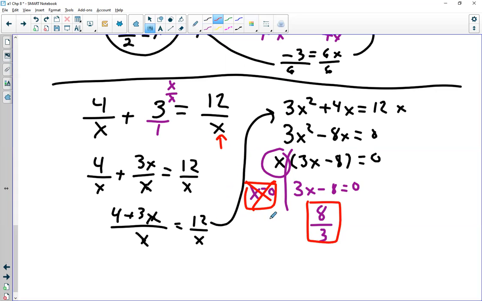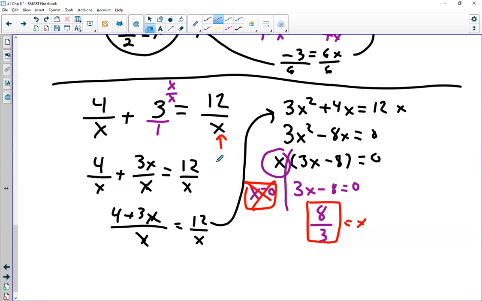Wait, where'd you get 8 over 3 from? Plus 8 divided by 3, 8 over 3 equals x, because I left the x behind. It cannot be 0 because you can't have a 0 in the denominator. That's why if you cross it out in the beginning, you will still get the right answer. So it's pretty much easier to do it that way.